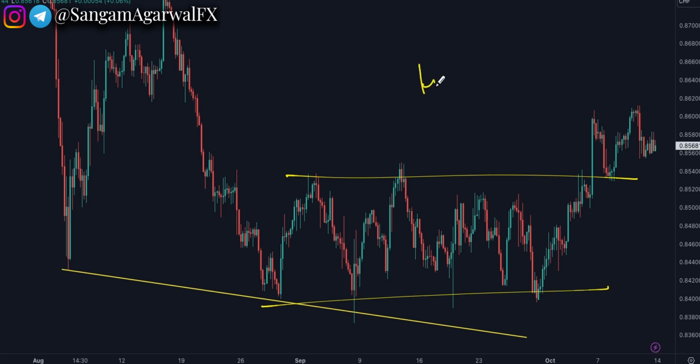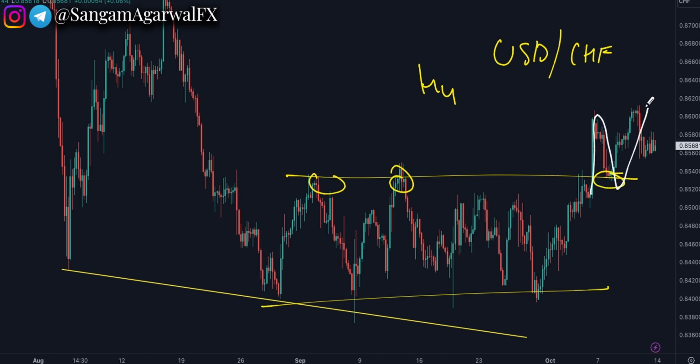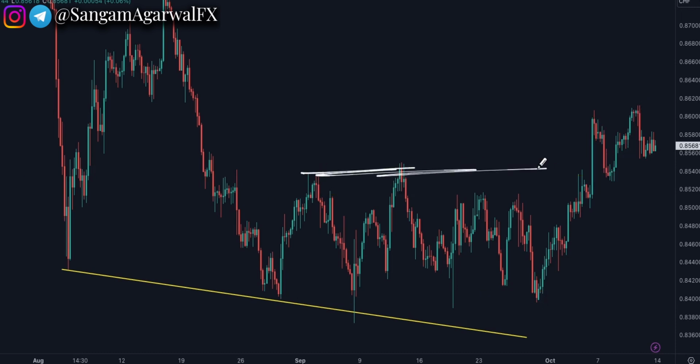USDCHF H4 chart, price broke out of the upper part of the range last week, retested the breakout and made a new intraday high. This is the same as what you read in books: the range breakout, retest, new intraday high. So as long as price is trading in the upper part of the range, that's 854, technically it is bullish.